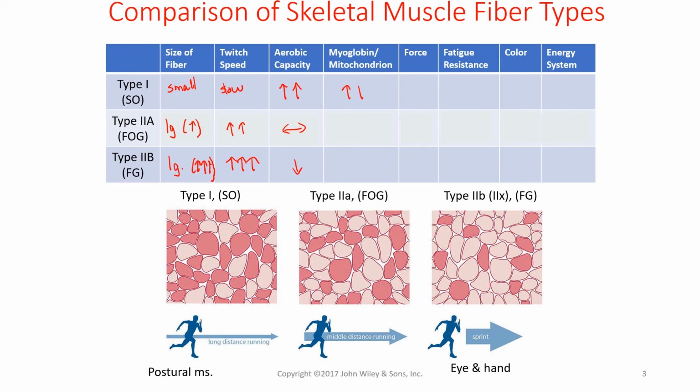Myoglobin, mitochondria: a lot in these type 1s, just a little bit in these type 2Bs, and somewhere in between in those. Force, not so much. Little force there, a lot of force here, and somewhere in the middle. We can do it like that. So you kind of get the picture of all these.